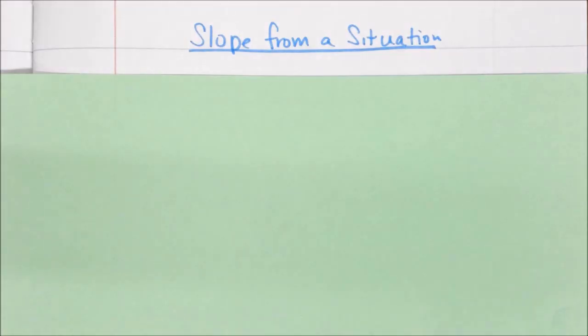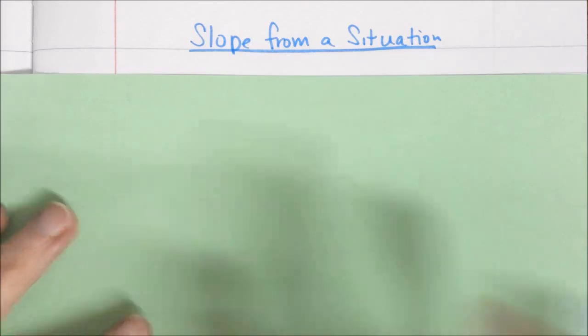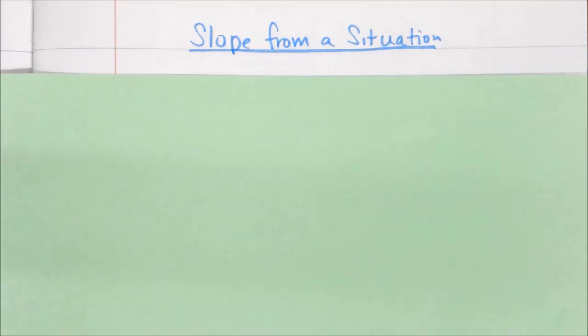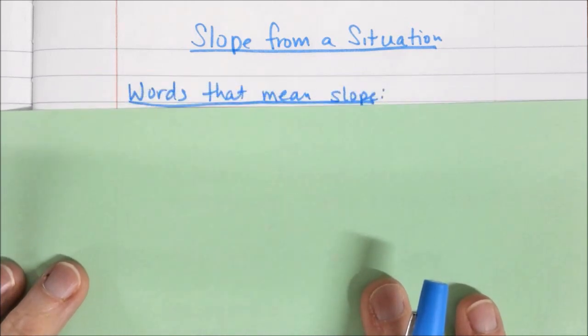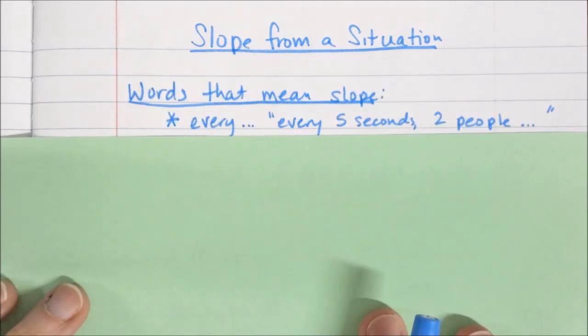So today we're going to talk about slope from a situation, and what that means is if you're given a word problem, how are you going to know what the slope is in that situation? So first of all, there are some words that tell us that we're dealing with slope. One of the first phrases that we see that means slope is "every."